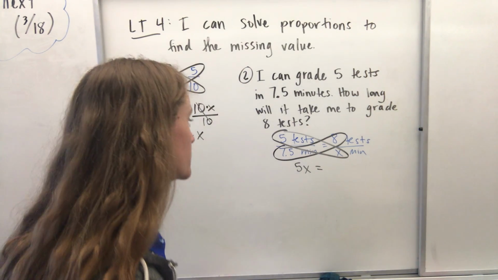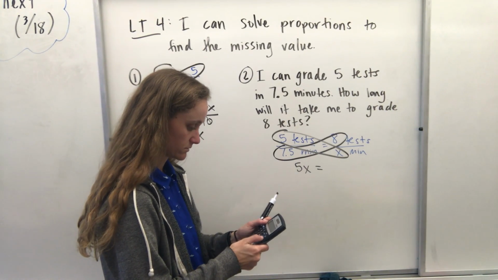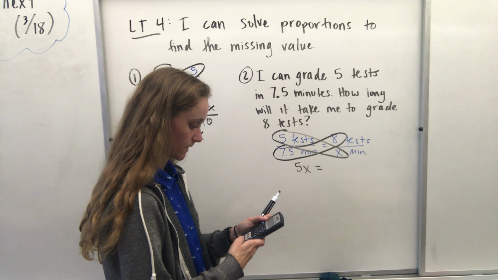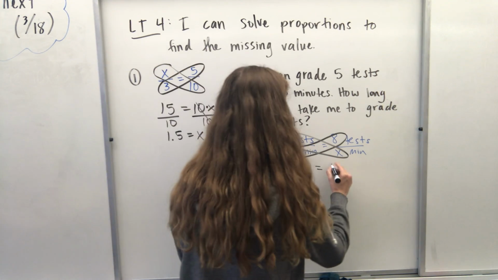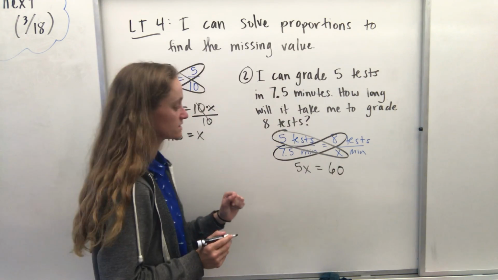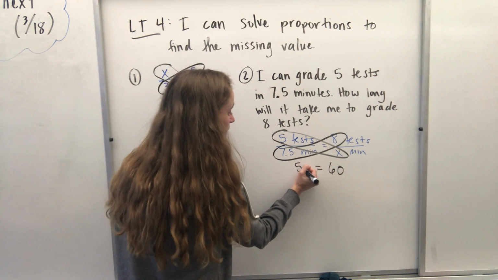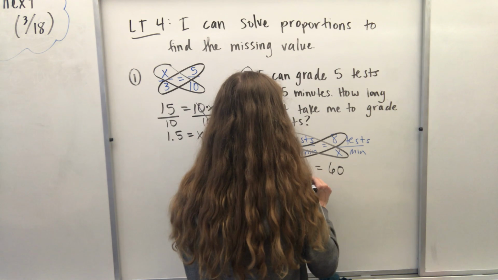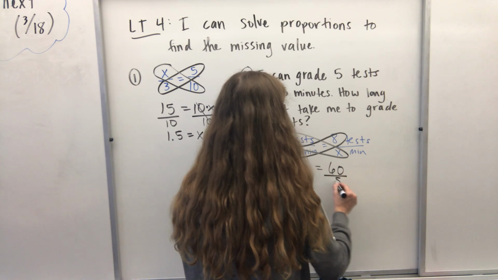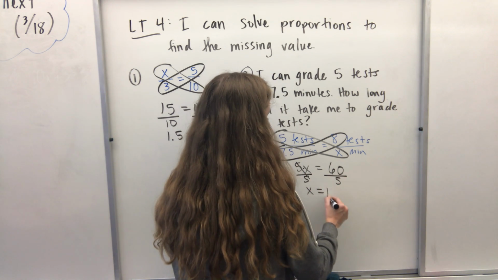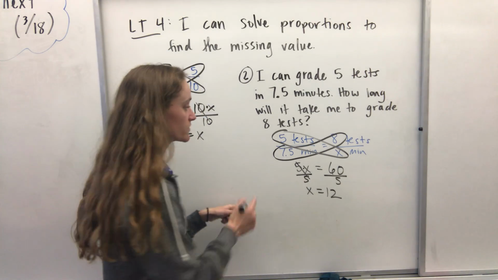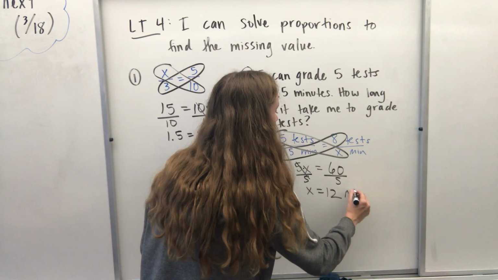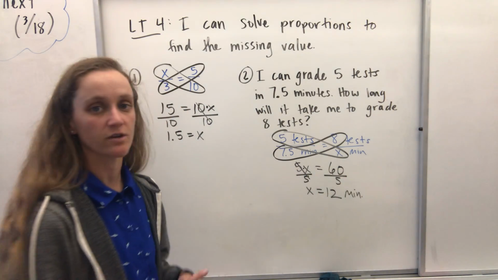8 times 7.5 is 60. And then same thing as over here. When I have 5x, it's 5 times x, and we know the opposite of multiplying is dividing. So I divide by 5, divide by 5. And so we get x equals 12. So that means that it takes me 12 minutes to grade 8 tests.